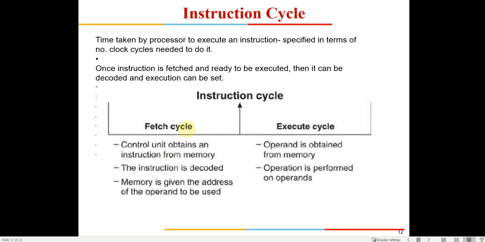So the actual time for an instruction will be only the execute cycle, because the fetch will be done prior to it, parallelly by the processor. That is known as pipelining, and it saves time. So the fetch cycle is actually not very important in 8086, because only the execution time is important. But nevertheless, we will learn how to compute the total instruction cycle also.